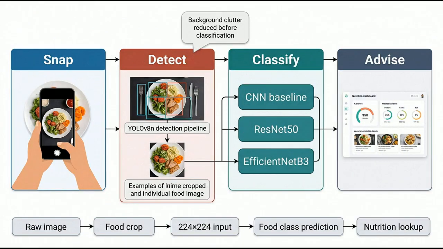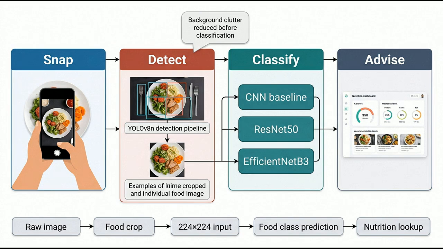The solution architecture follows 4 stages: snap, detect, classify, and advise. First, the user captures a meal image. Second, YOLOv8n detects the food region and crops the image. This is important because food photos often include background noise, plates, tables, cutlery, hands, wrappers, or restaurant lighting. Cropping helps the classifier focus on the food itself.